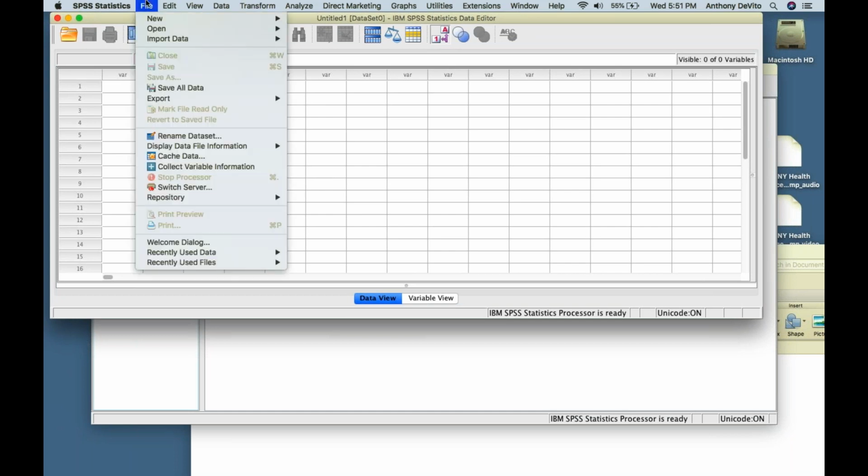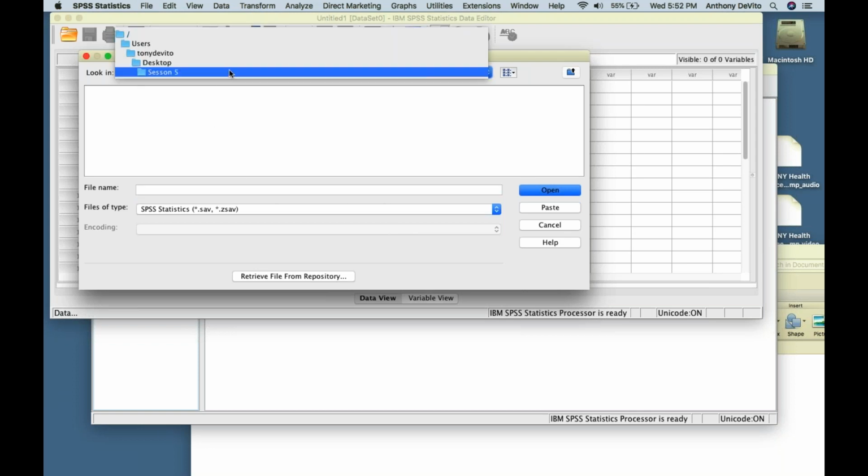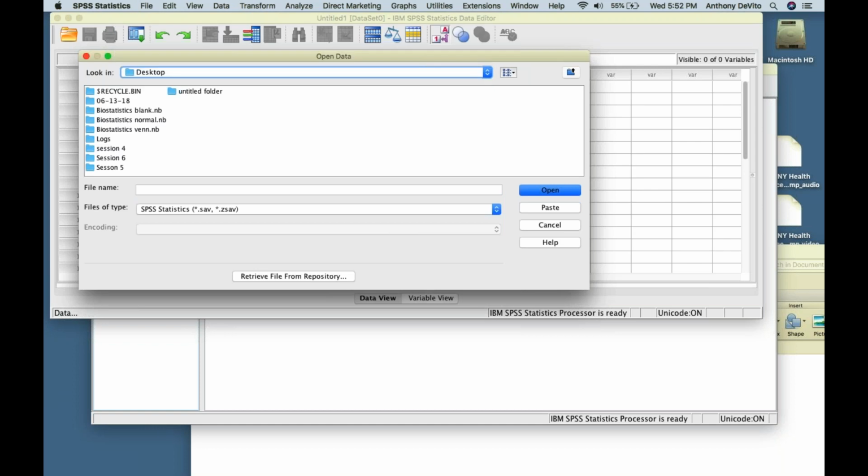So I'm going to go up to File, Open, Data. I'm going to navigate to the desktop. Okay, let me go to my desktop. I'm going to click there. I'm going to go up to desktop. On the PC, it might look a little bit different. And I'm going to look for my SAV files. They're going to be in my folder. I put them in a folder. You might have them on your desktop now. Oops, wrong session.